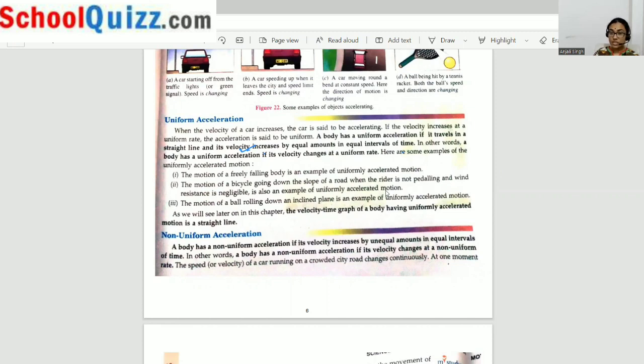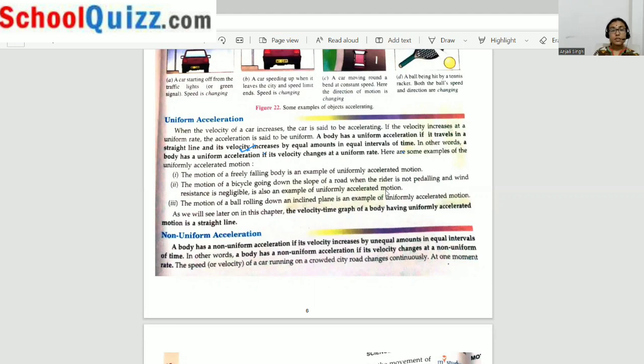When the velocity is changing uniformly within equal intervals of time, the example is the motion of a free falling body. That is the best example because it is a universal truth. The motion of a free falling body is uniformly accelerated; it touches the ground uniformly. We will see the velocity-time graph later. There are so many graphs based on these topics that I'll cover in the fifth video.